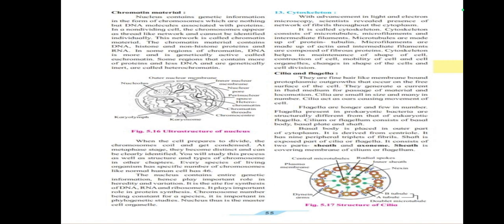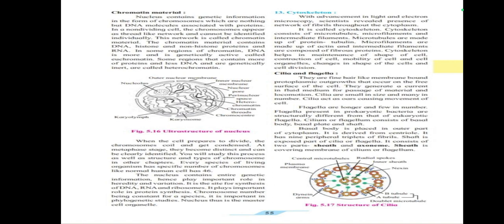Cytoskeleton. With the advancement of light and electron microscopy, scientists revealed the presence of a network of fibrils throughout the cytoplasm. It is called cytoskeleton. Cytoskeleton consists of microtubules, microfilaments, and intermediate filaments. Microtubules are made up of the protein tubulin. Microfilaments are composed of fibrous proteins. Cytoskeleton helps in maintenance of shape of the cell, contraction of the cell, mobility of the cell and cell organelles, changes in shape of the cells, and cell division.